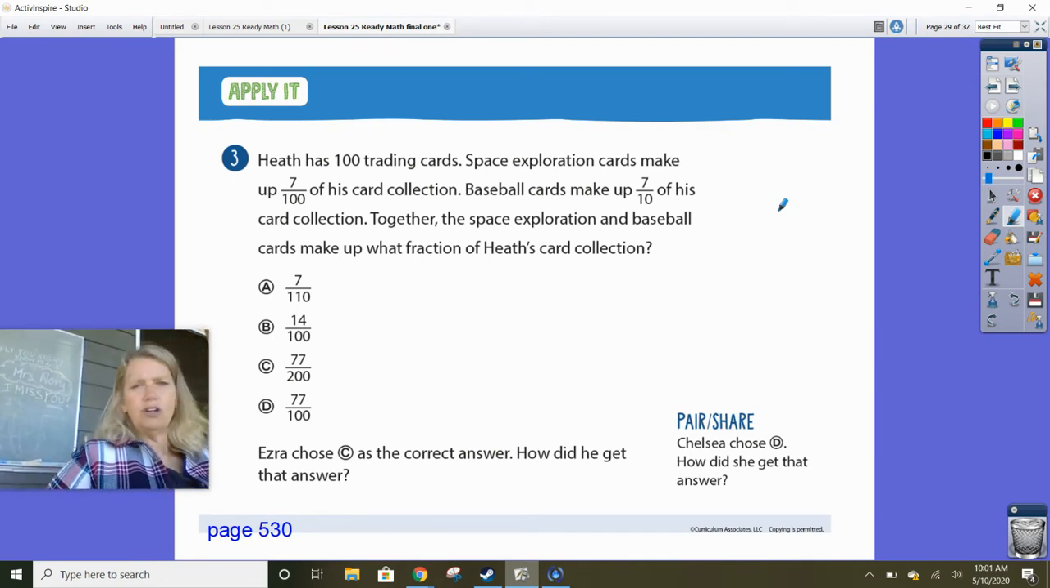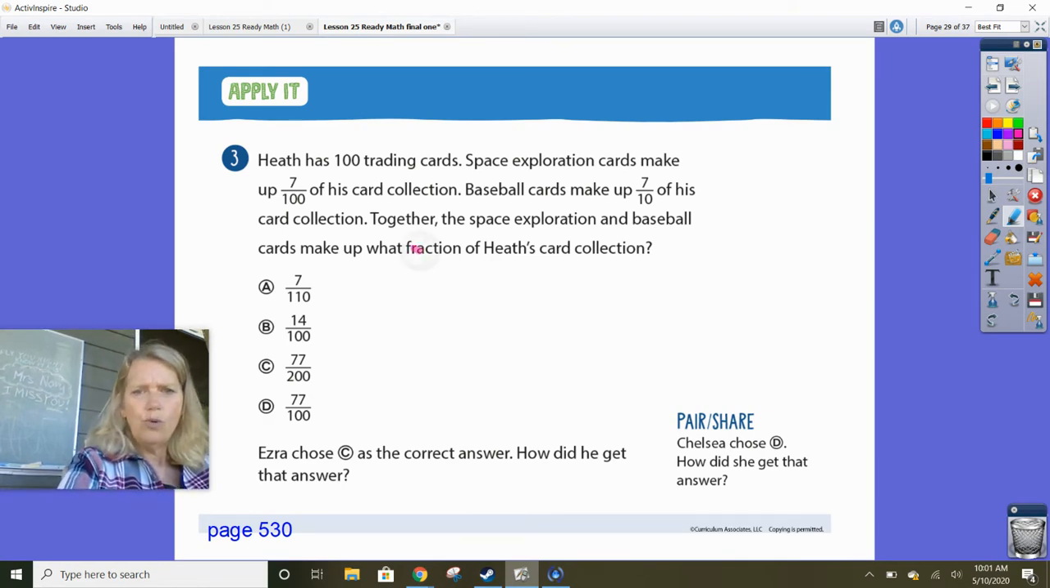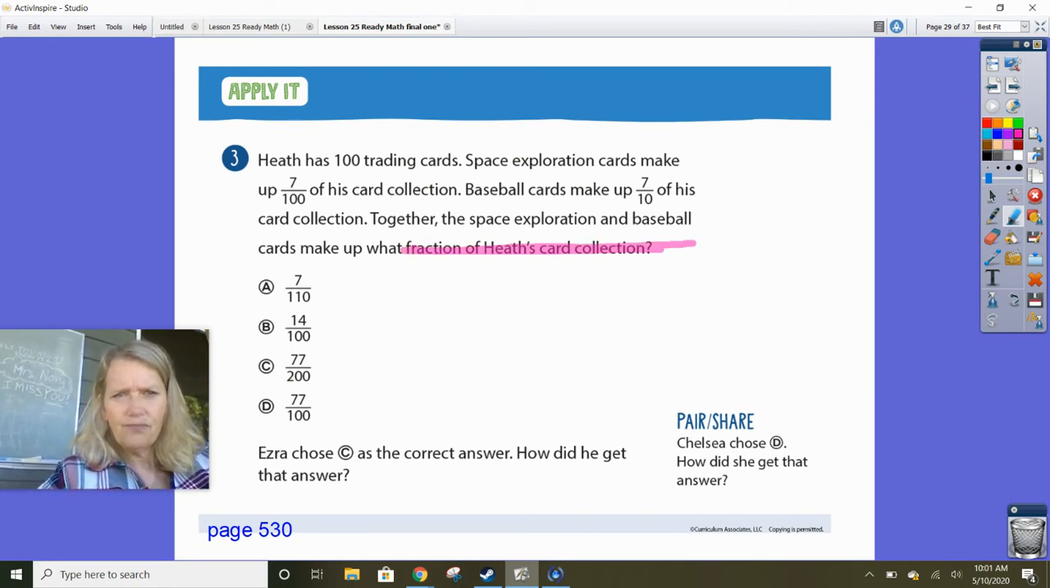So this is all about cards. And we are trying to find out, second read, what are we trying to find out? Heath has 100 trading cards. Space exploration makes up 7/100ths of his card collection. Baseball makes up 7/10. Right in my brain, 7/10 is a lot bigger than 7 out of 100. So he's got way more baseball. Together, the space exploration and baseball cards make up what fraction? So we're trying to find out what fraction. So the answer will be a fraction. These are all fractions, so that part's easy.